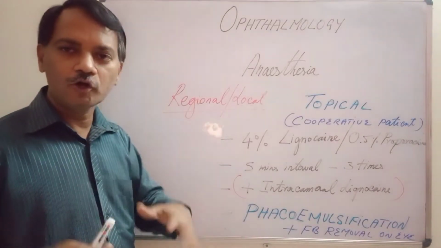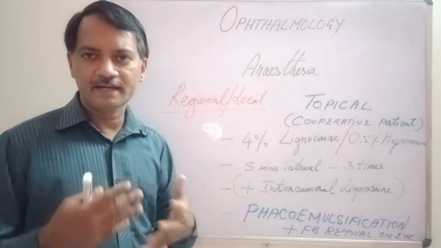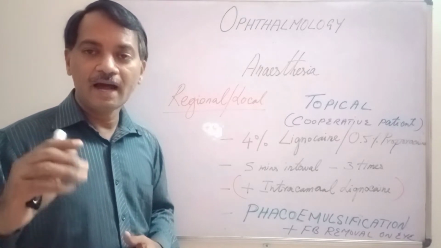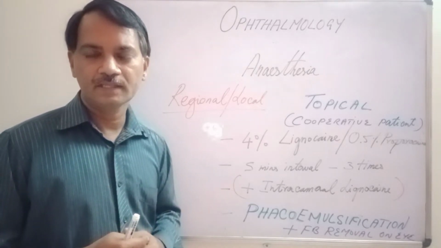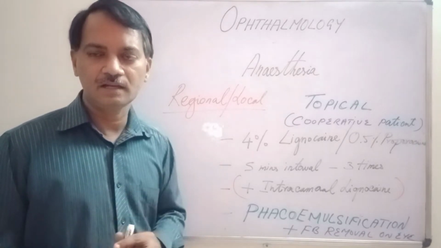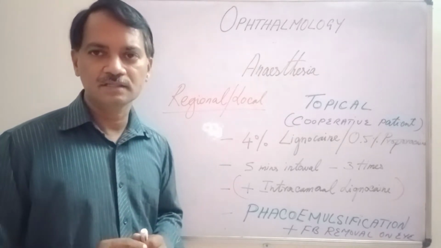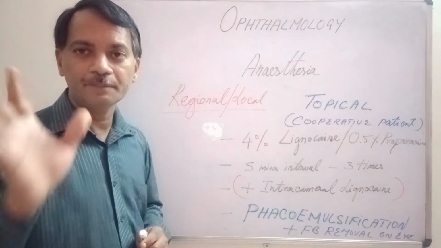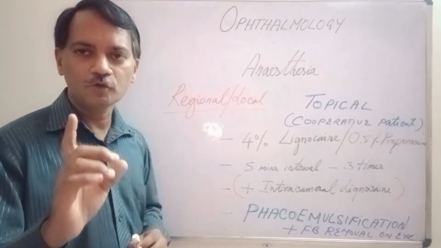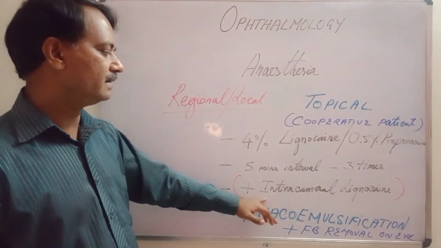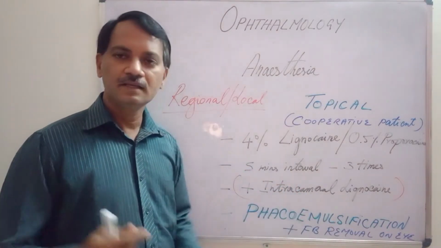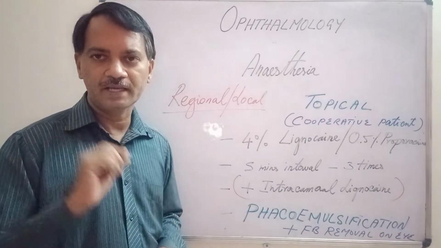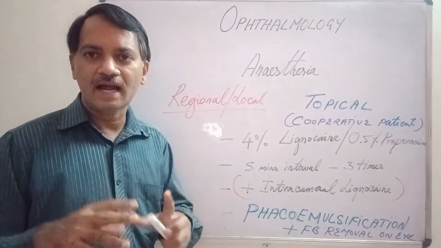Whenever you do intraocular surgeries like cataract surgeries, you should anesthetize the iris inside also. The iris is a very sensitive structure. If you happen to touch the iris with only topical anesthesia, the patient may have severe pain during surgery. In order to avoid that, we can inject intracameral lignocaine. Intracameral means into the anterior chamber, we inject the lignocaine so that the iris gets anesthetized.